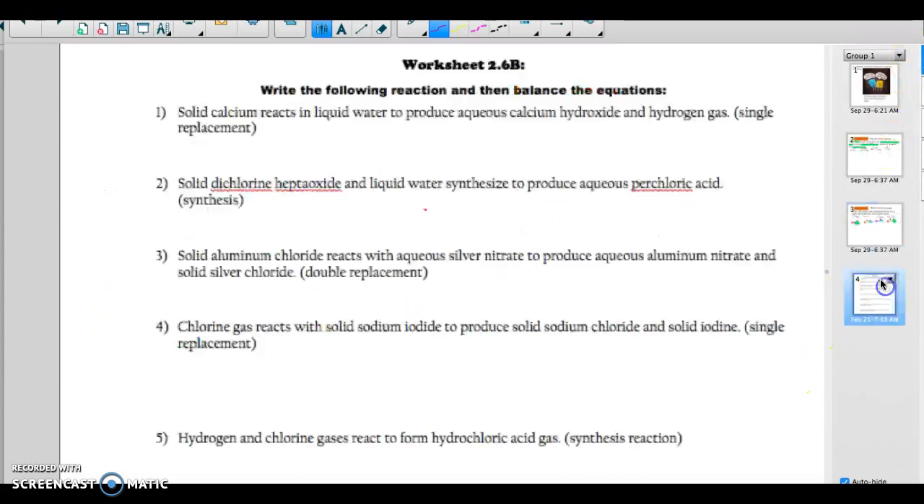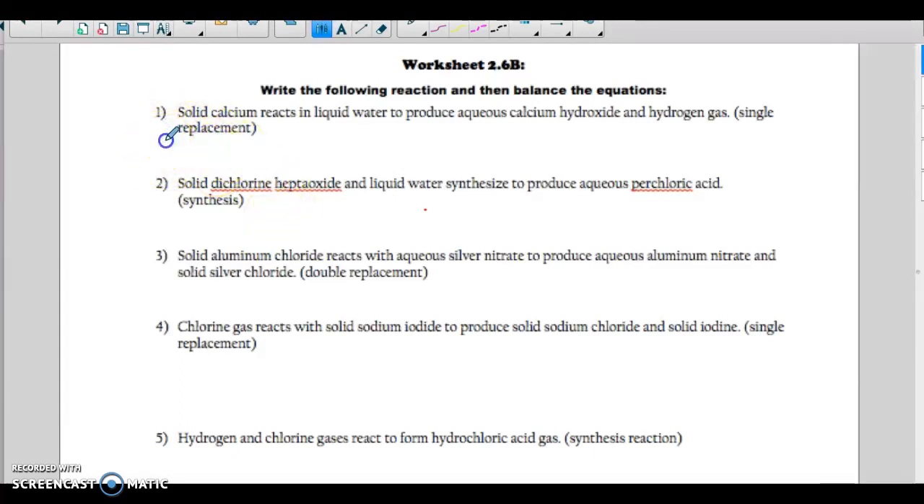Now I'd like you guys to look at your packet. Let's do at least one together here. This is in your packet, page 18. So here is just practicing. In this first question, we have solid calcium. So anyways, my calcium is solid. And then it reacts in liquid water. So that means it should be with liquid water, to produce aqueous calcium hydroxide.